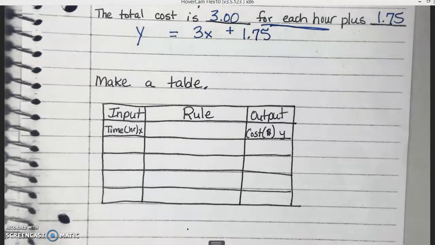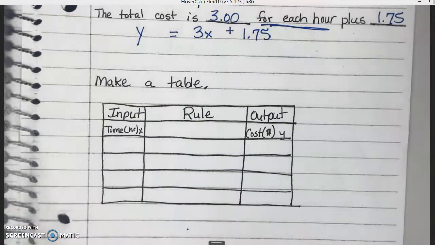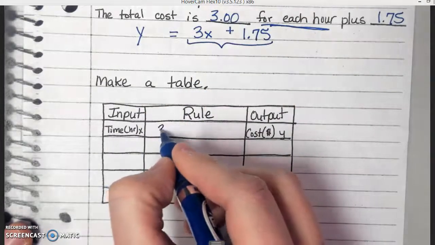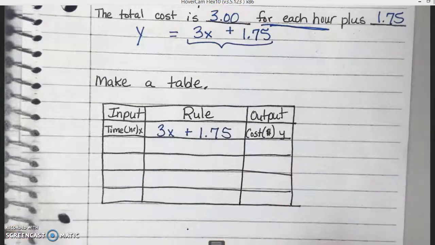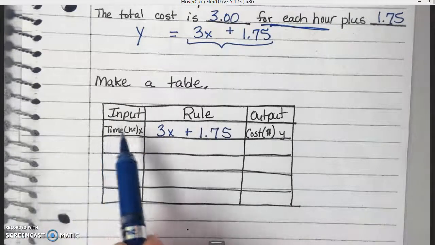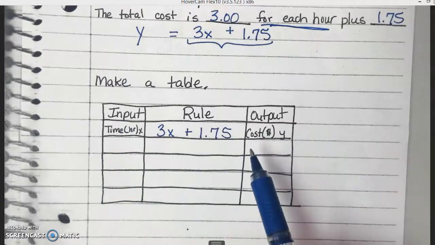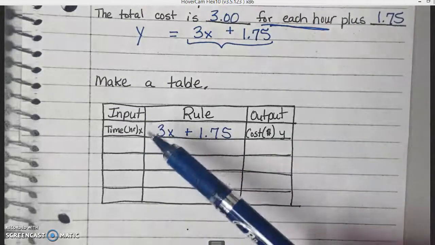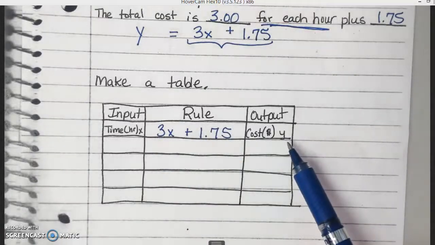Alright, so now we're going to use the equation and make the table. So where it says rule, the rule is going to be this part of the equation right here. So my rule is 3 times x plus 1.75. So my input, remember, is my independent, and my output is my dependent. And if you look back at the very top of your paper, it says that. That's why we have an X here, because my input is my X, my output is my Y.